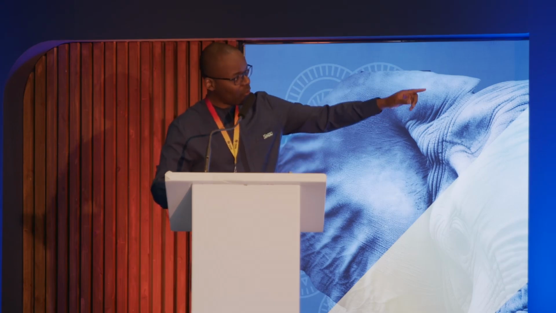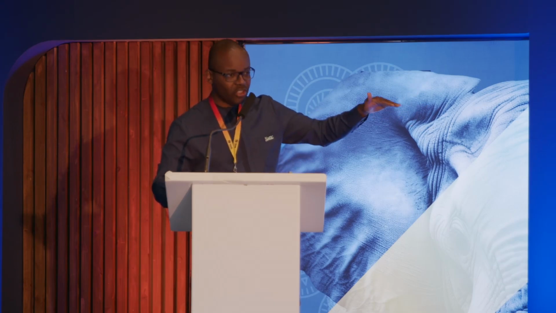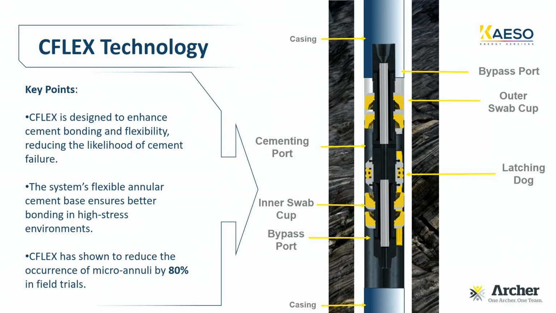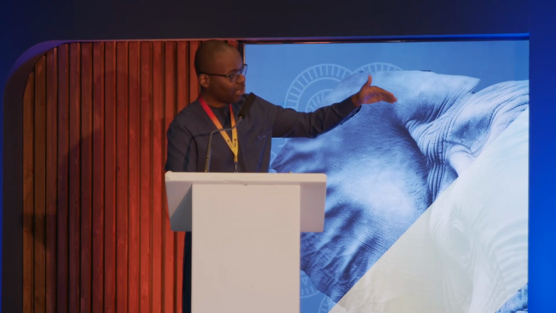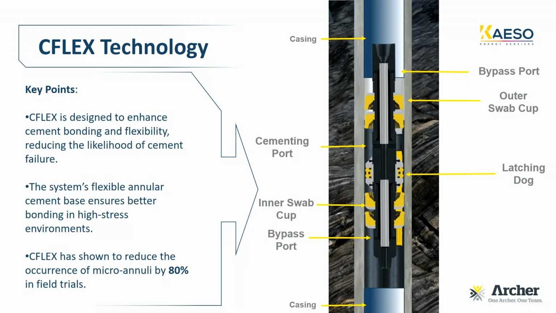You'll see that in the running tool as well, you have the latching dogs, and the latching dogs will latch into the profile that we saw previously in the sleeve to be able to move the sleeve up and down, right? So you'll see that with this tool, once we have everything in place and we open the sleeve, we can then pump cement through it.